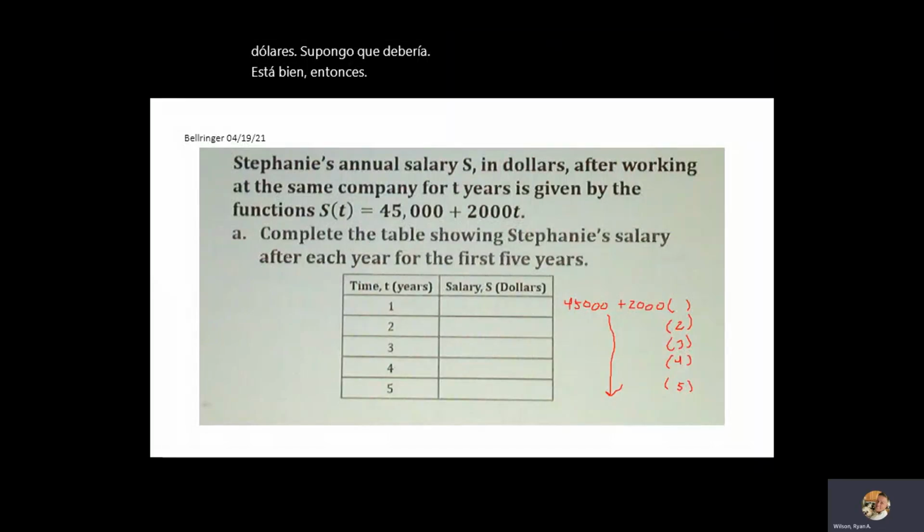So let's read the problem. Stephanie's annual salary, S, in dollars, after working at the same company for T years, is given by the function S of T is equal to 45,000 plus 2,000 times T. Complete the table showing Stephanie's salary after each year.